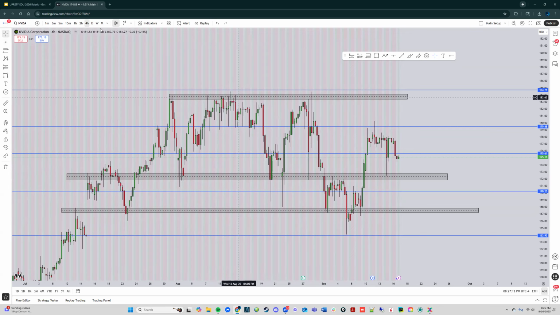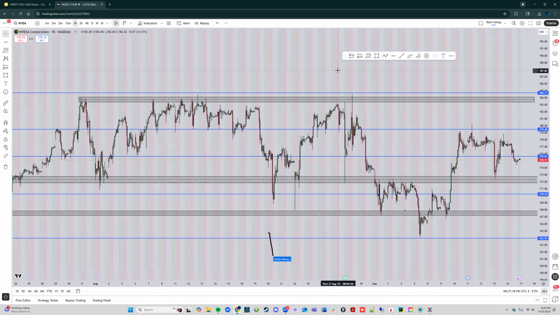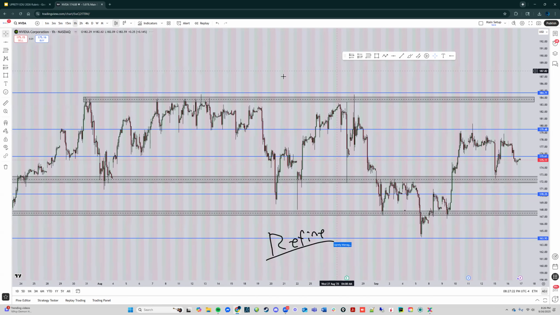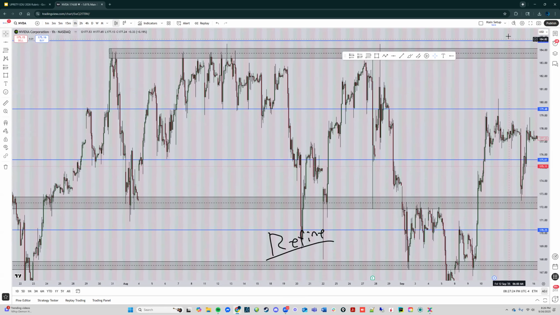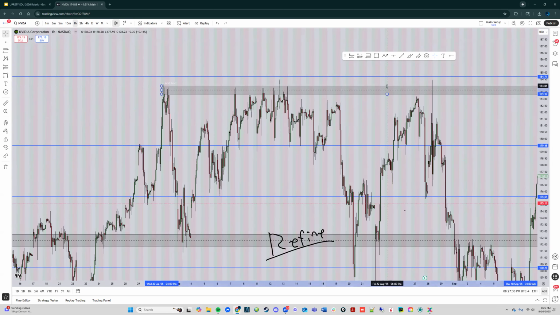So once again, I just drew these levels out. Now what we're going to do is go to the 1 hour, and we have to refine our zones. We always want to refine and see, can we get better touches? Can I make the zone any smaller? Well, if I drop it down a little, this is perfect, right?